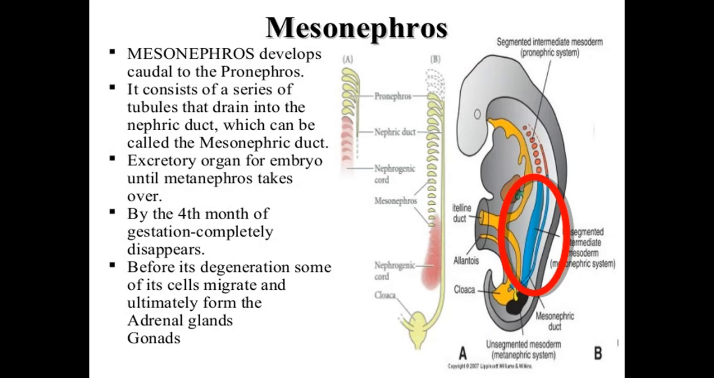Again, we should keep in mind that the mesonephros is the middle part of the developing urinary system, which starts developing by the fourth week, end of the fourth week, and at the fourth month it disappears completely. The only remaining part is the mesonephric duct.